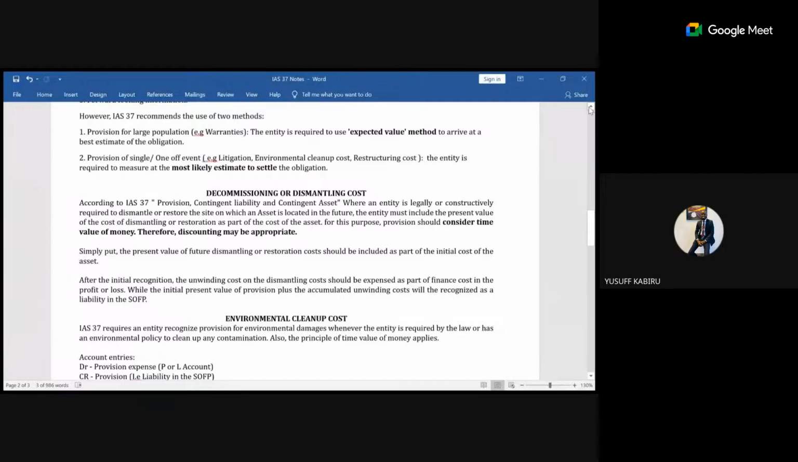We are all using phones. We are using laptops now. When you buy a phone this year, you buy a phone of 500,000 this year. When it becomes next year, that phone would have increased to maybe 700k or 800k. Because of what? Because of time value of money. Money you have today is different from money you have tomorrow because of time value of money. So whenever there is time value of money, it is better to discount.